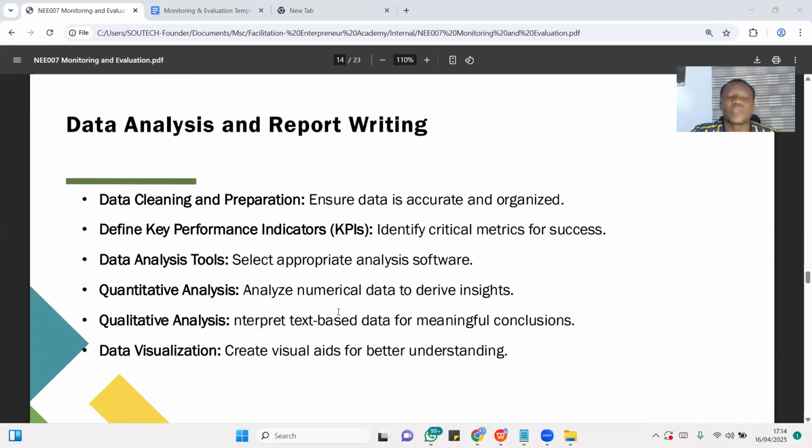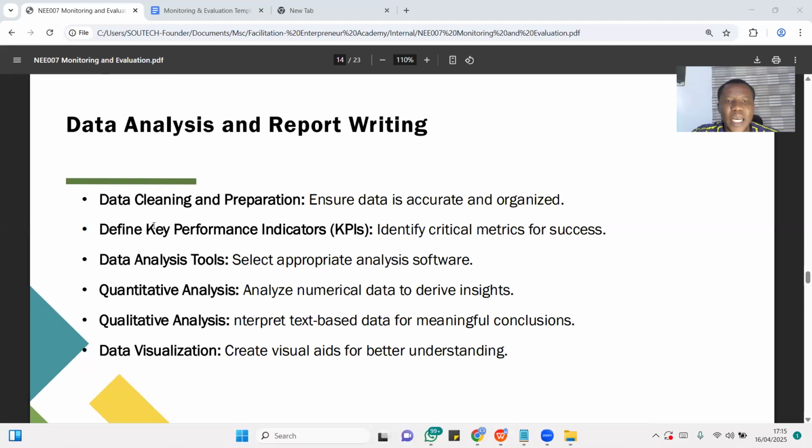Now, if you analyze your data and you cannot tell the story behind the data, then it's useless. It's of no importance if you analyze something and you cannot tell us the story. If you collected data about your customers' purchases or your employee data or your sales data, you should be able to tell us the story. And that's what we do in monitoring and evaluation. We monitor, we collect data, we evaluate, and then we make decisions, right?